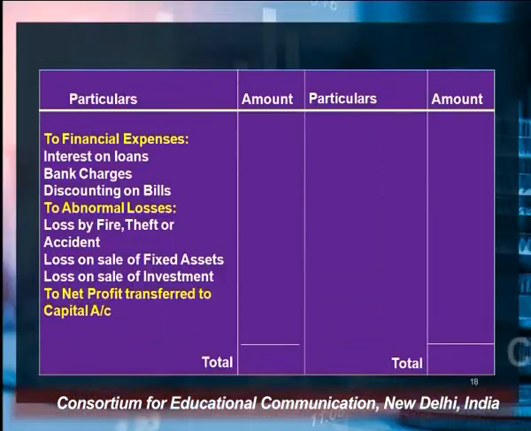The next item of indirect expense is financial expenses, and these financial expenses are related with interest on loans, bank charges, discount on bills; these are included under the head of financial expenses. This is also shown on the debit side of the profit and loss account. There are some more items which are to be shown on the debit side of the profit and loss account, and these are abnormal losses.